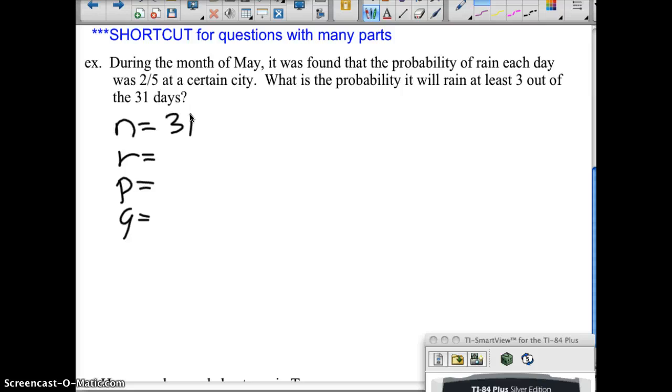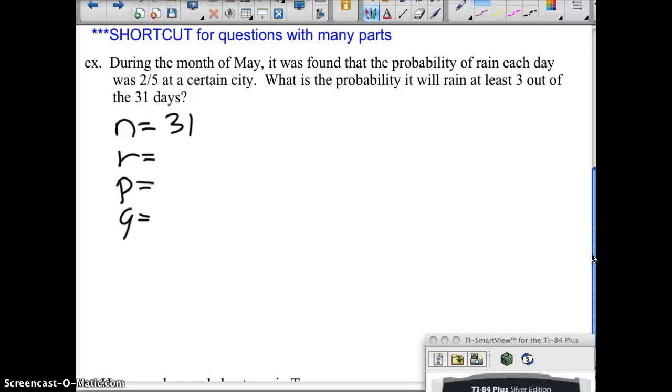That's going to be 3, 4, 5, 6, 7, 8, 9, 10, all the way up to 31. So if I do it that way, it's kind of longer, right? What I can do is the opposite of that and figure it out in a shorter way here, right?